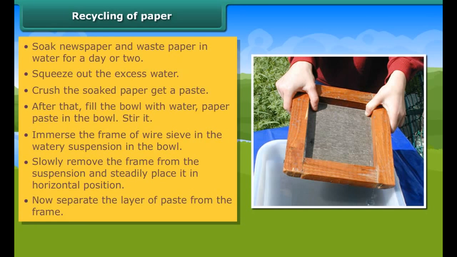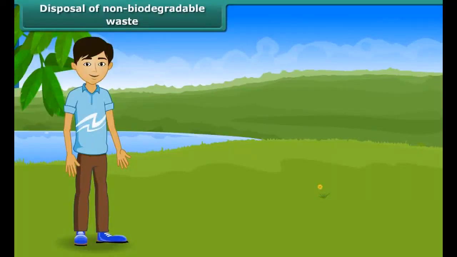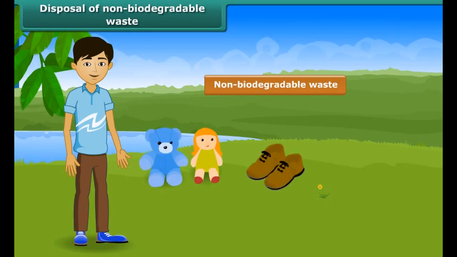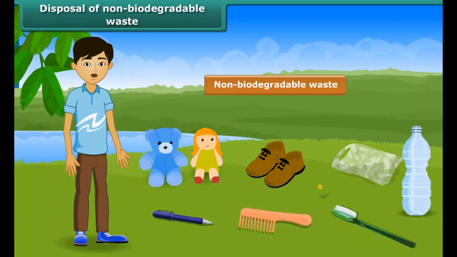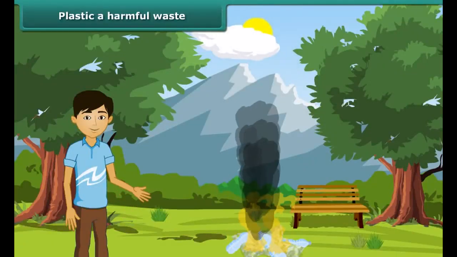Squeeze out the excess water. Crush the soaked paper to get a paste. After that, fill the bowl with water, put the paper waste in the bowl, and stir it. Immerse the frame of wire sieve in the watery suspension in the bowl. Slowly remove the frame from the suspension and steadily place it in a horizontal position. Now separate the layer of paste from the frame. Wait for the water to drain. Thus we have the recycled paper.